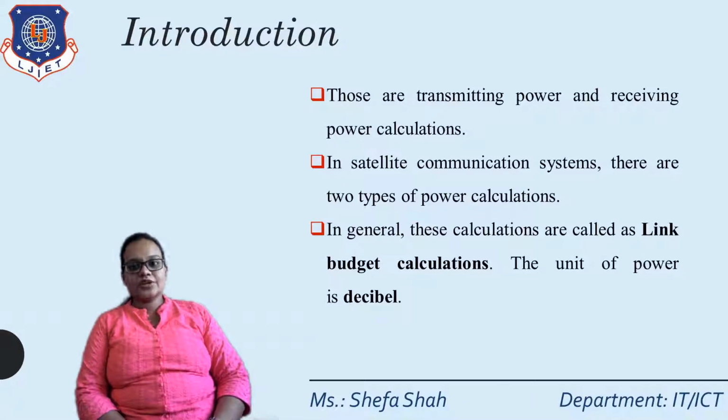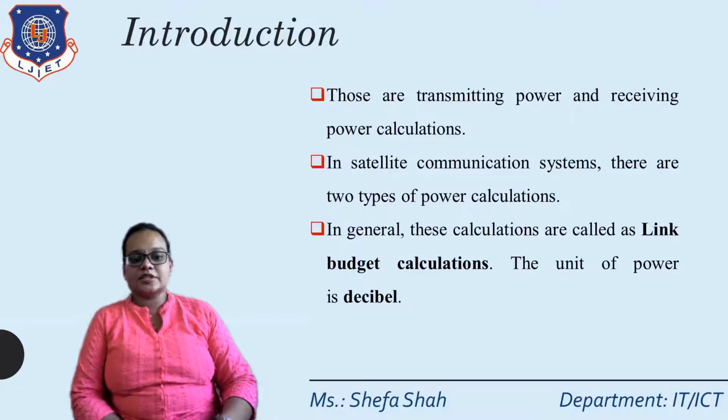In a satellite communication system there are two types of power communications, and these calculations are called link budget calculations, and we will always calculate the received power in terms of decibels, right?